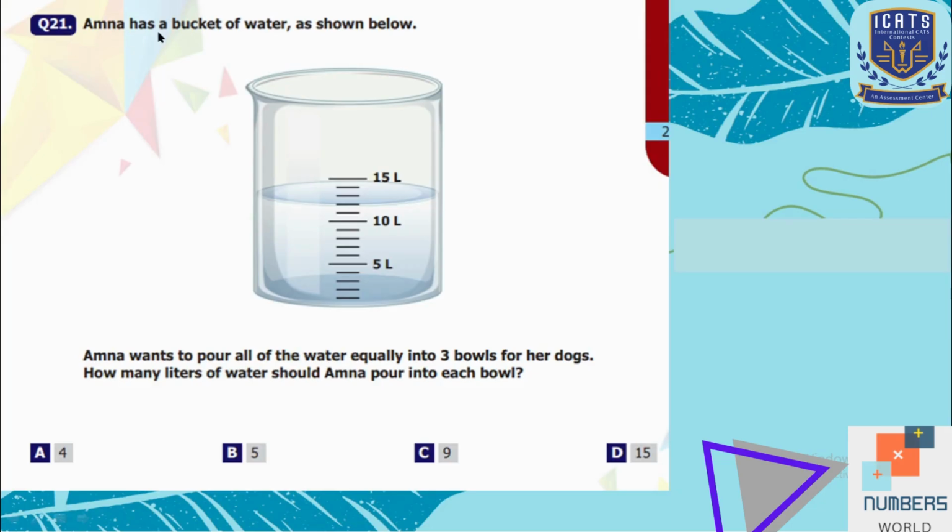Question number 21. Amna has a bucket of water as shown below. So Amna wants to pour all the water equally into 3 bowls for her dog. How many liters of water should Amna pour into each bowl? So here, first of all, we are going to measure the amount of water. It's 10 liters. Then 2 marking up, it's over here, which is 12. So we have 12 liters of water in the beaker. So we will divide 12 by 3 because she has to divide it equally into 3 parts. So 12 divided by 3 is equal to 4. So here A is the correct option.